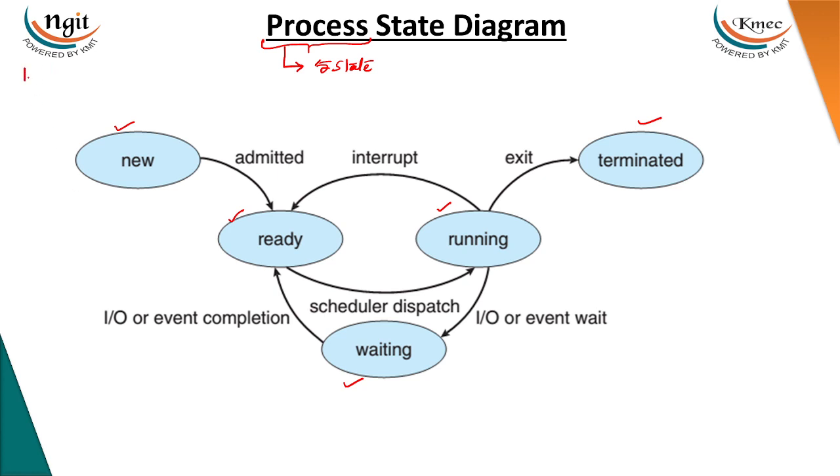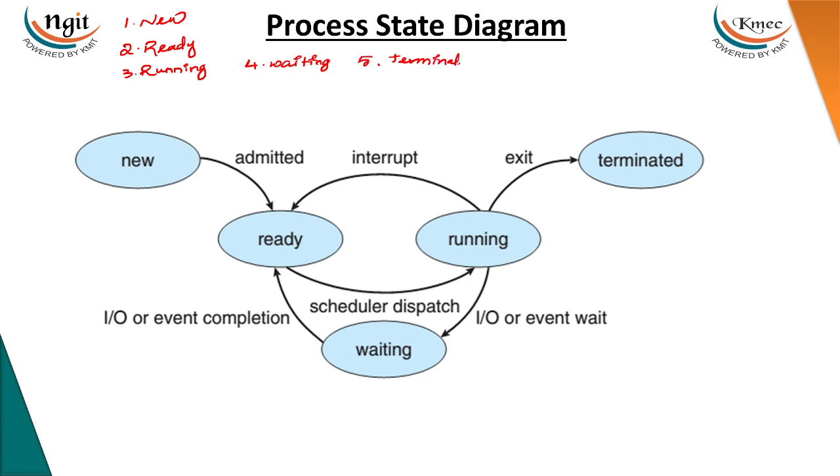First one, new. Second one, ready. Third one, running. Fourth one, waiting. And fifth one is terminated. This new, in some textbooks, is also given as begin or start. This terminated is also called exit or stop.